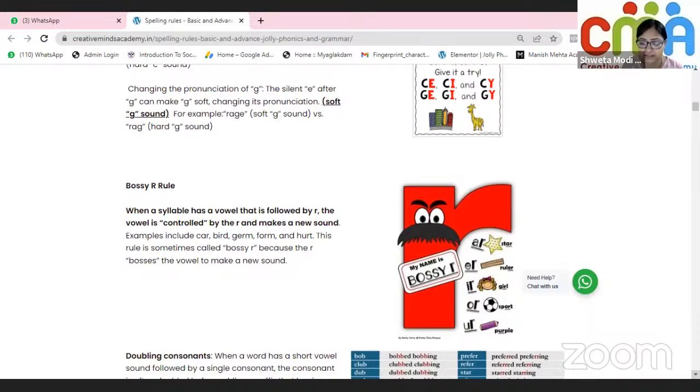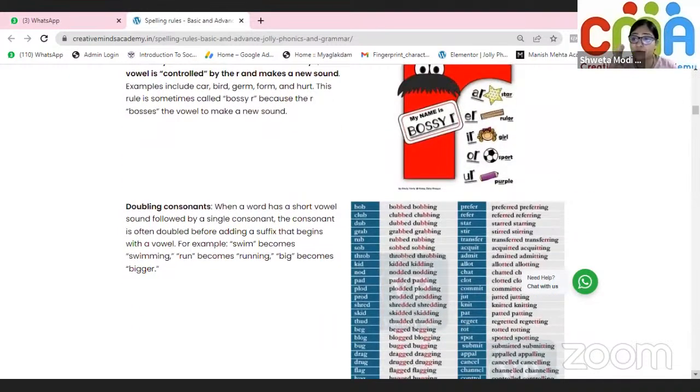I hope that's clear. Then we have doubling consonants. So B-O-B, C-L-U-B. Whenever you have a consonant followed by a vowel and followed by a consonant, that means if you find CVC at the end of the word, then the last letter gets doubled. Okay.